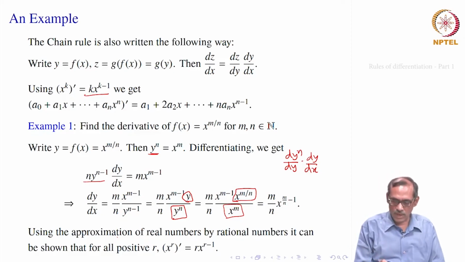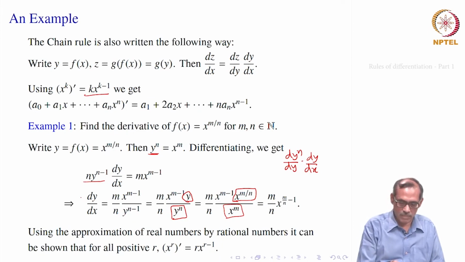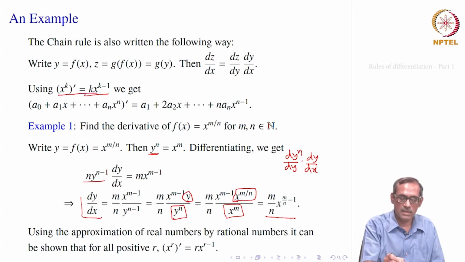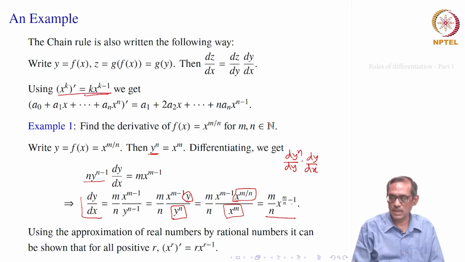So, now you look at the final result, it says dy by dx equals m by n x to the power m by n minus 1. As if this m by n is something like a k. So, this gives k times x to the power k minus 1. That means it is the same formula we are using even for k as a rational number. It is easy to remember this way. Okay. So, now this is for rationals.